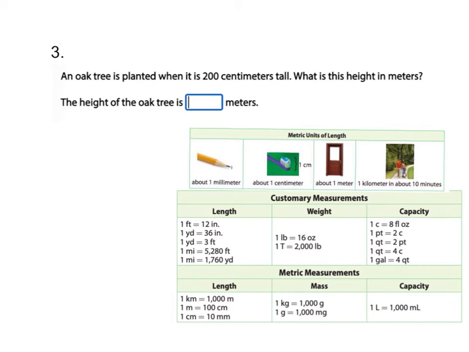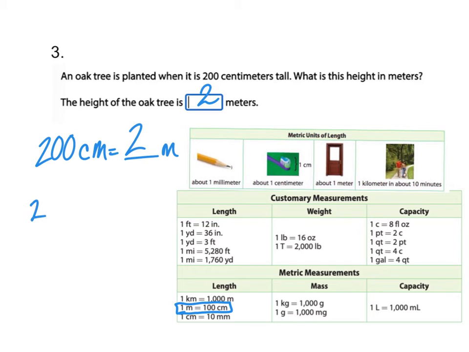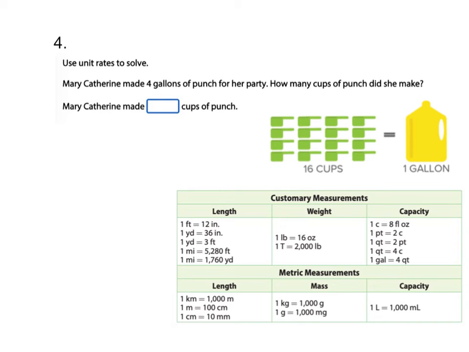An oak tree is planted when it is 200 centimeters tall. What is the height in meters? Okay, so we're going from 200 centimeters to meters. I can look down at my chart and I know that 100 centimeters equals 1 meter. So if I have 200 centimeters, I must have 2 meters. Again, I can use some division to help me. If I have 200 centimeters, I divide by the number of centimeters per meter, and I get that answer.